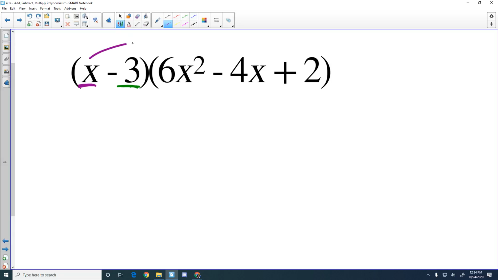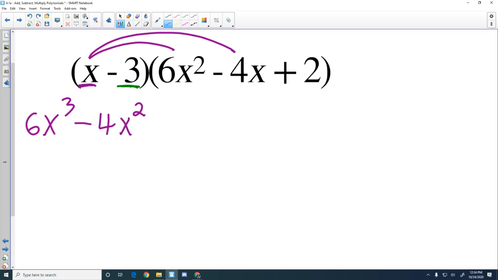I'm going to take x times 6x squared. That'll give us 6x to the third. Now take that x times the next term in that second polynomial. So it's x times negative 4x, which gives you negative 4x squared. Now take x times the third term over there, which is 2. Well, x times 2 is just 2x. Awesome. So we distributed that x times everything in the second polynomial.